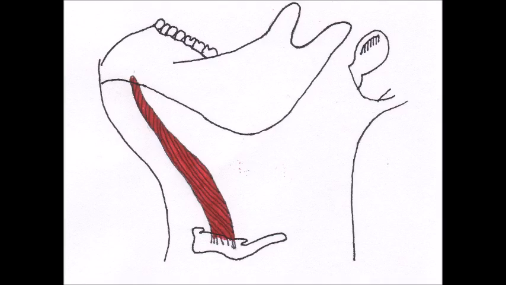Geniohyoid. Origin: inferior mental spine of mandible. Insertion: body of hyoid bone. Action: elevates hyoid bone and depresses mandible.